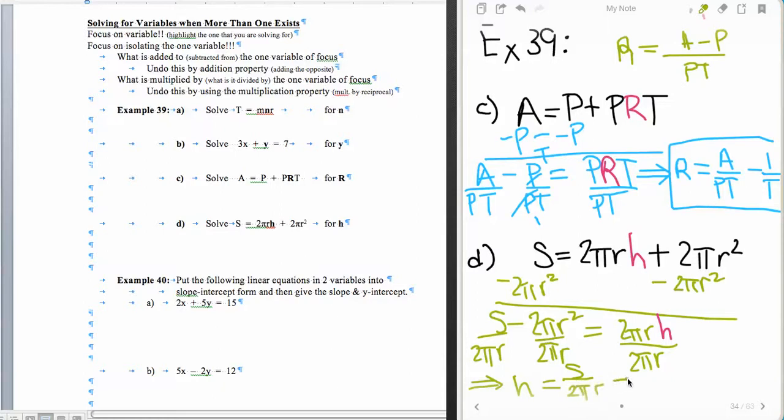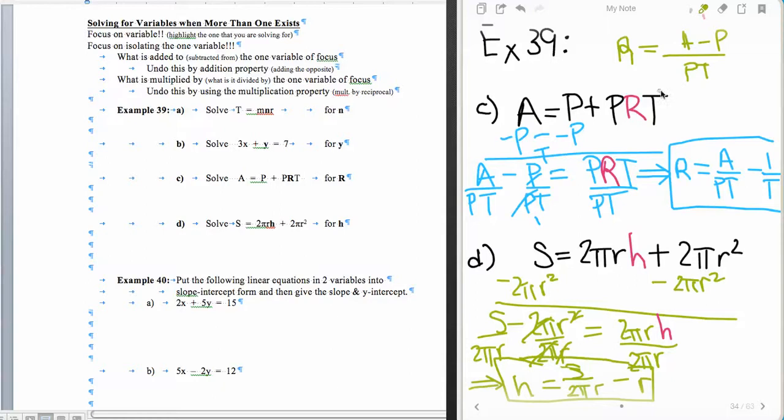and then minus, and then here the 2 pi and the 2 pi cancel. And one of those goes with one of those, so I just end up with minus r. And that's what I'm going to show this looking like. So the S in the numerator there, and my over 2 pi r, and minus my r. And that will be my final answer.